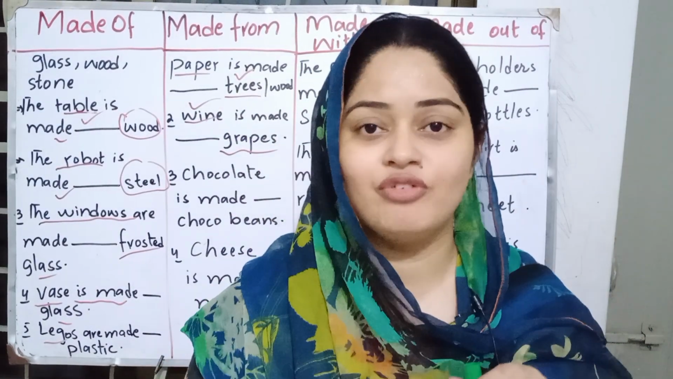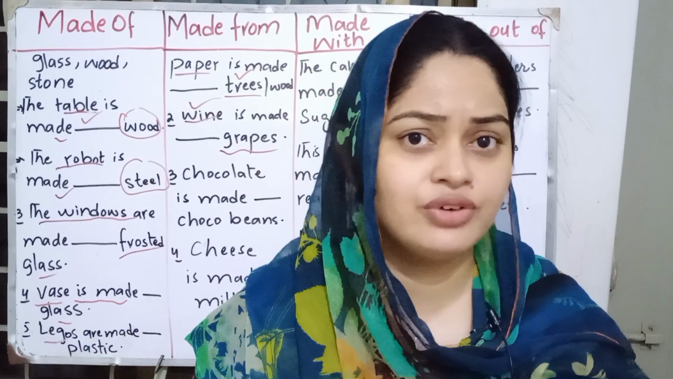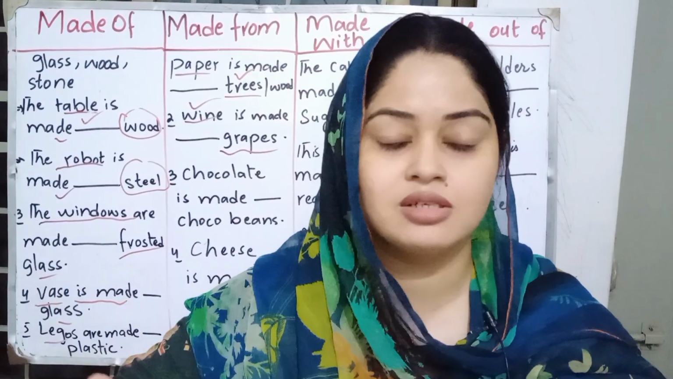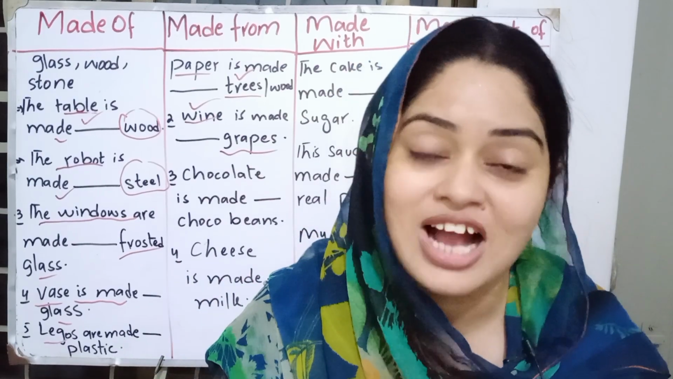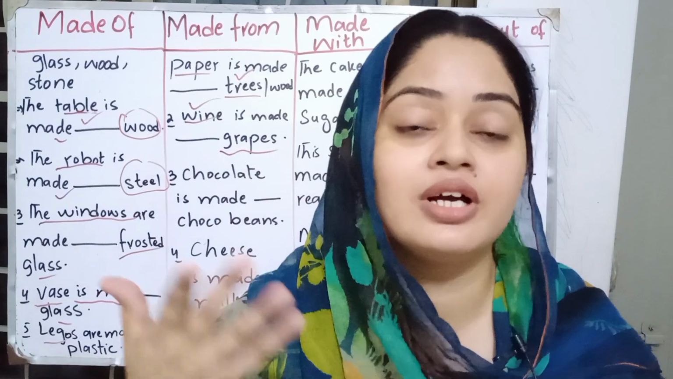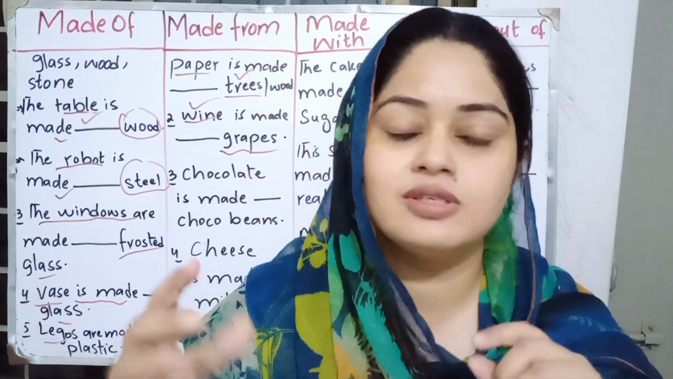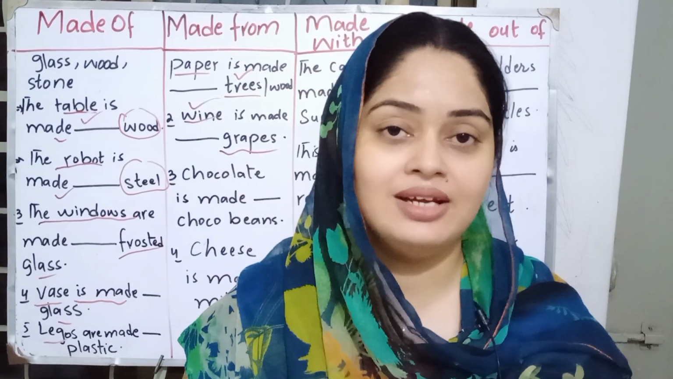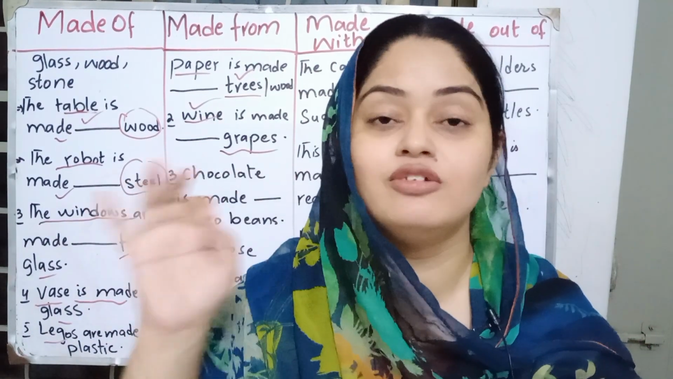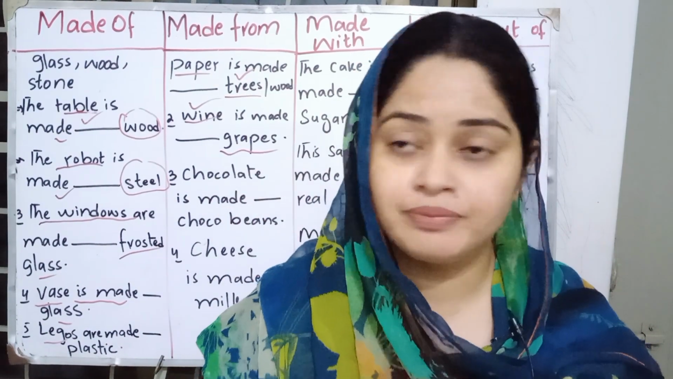Next, wine is made from grapes. When we see wine, we cannot recognize that this wine is made of grapes because it has gone through the process of manufacturing. A totally new product is introduced and we cannot get back the grapes out of wine. That's why we use the phrasal verb made from.